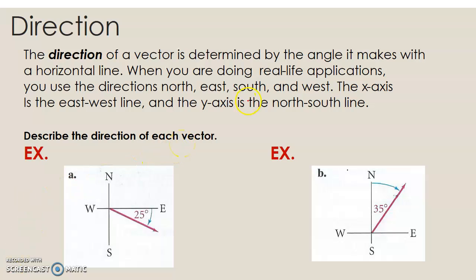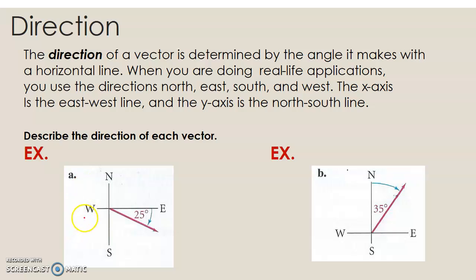Okay. Direction. The direction of a vector is determined by the angle it makes with a horizontal line. When you're doing real-life applications, you use the directions north, east, south, and west. The x-axis is the east-west line, and the y-axis is the north-south line, just like on a map.